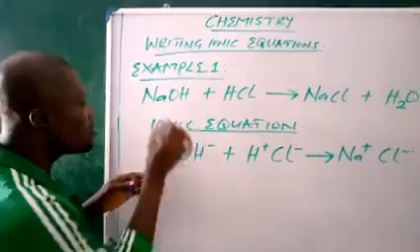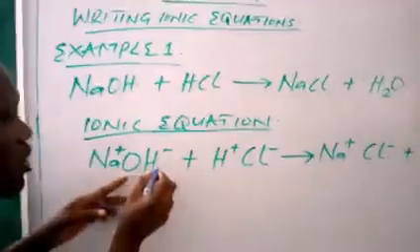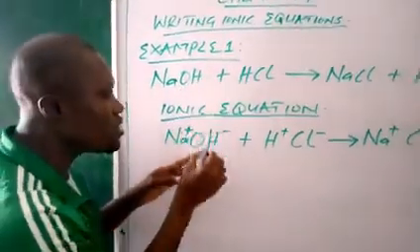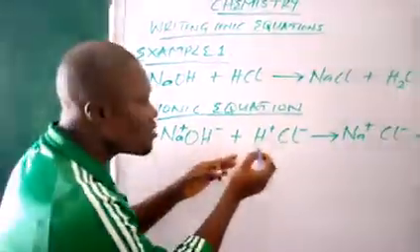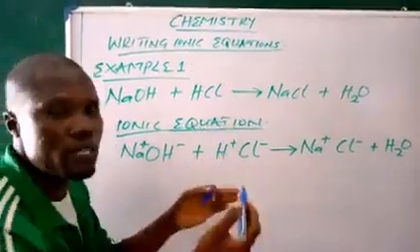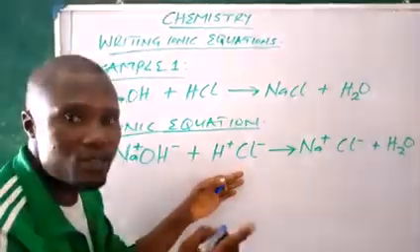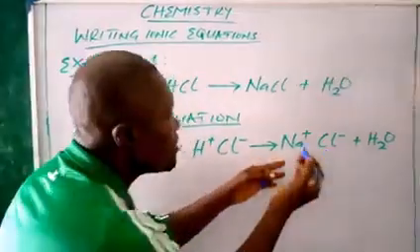Now if you look at sodium here, sodium is Na+. That is it. Then we have OH minus. This OH minus is a radical. Now it's combining with hydrogen chloride, which you also break into its components. Now we have H plus and Cl minus.